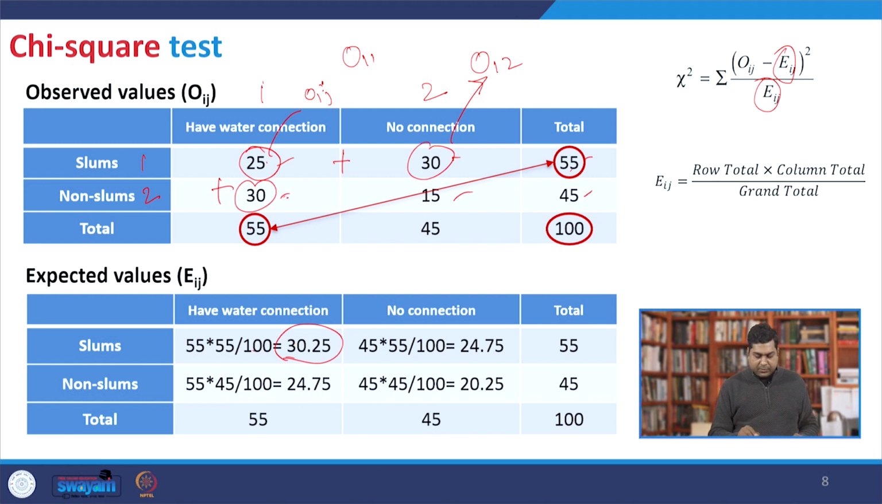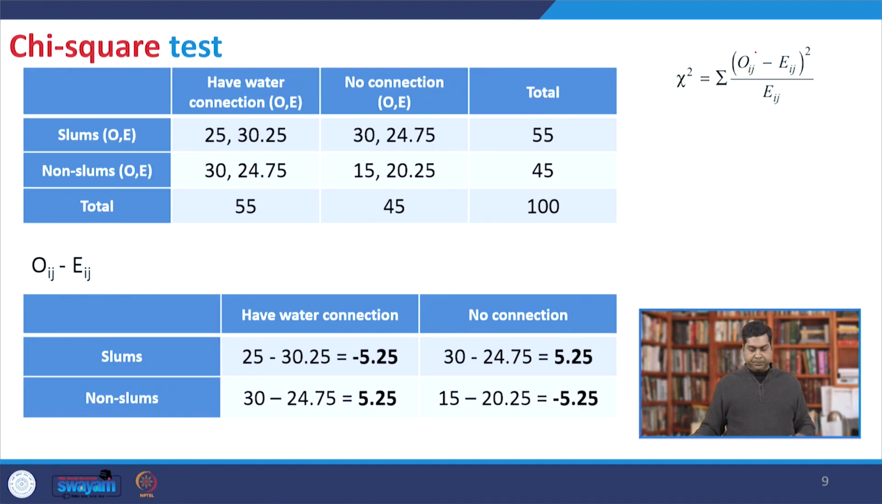Now for the next value, which corresponds to the non-slum: in this case your row total will definitely be the same, but the column total will now be 45, right. Then you can also calculate the corresponding value at your end and match that it is 55 into 45 divided by the sum total, 100. So this is 24.75. Accordingly I calculated all of them. Now you can see a difference, right, where the observed frequency for O11 is 25 but E11 is 30.25. So there is some difference, right. Now we'll go for that calculation.